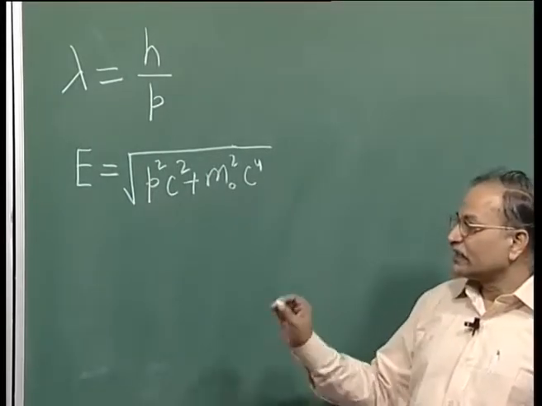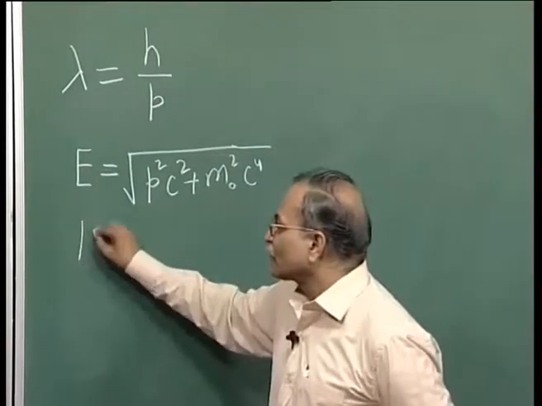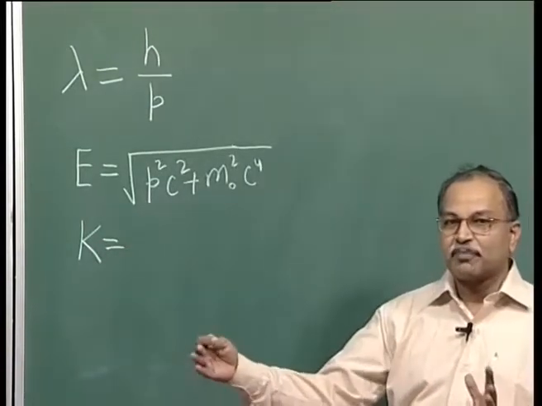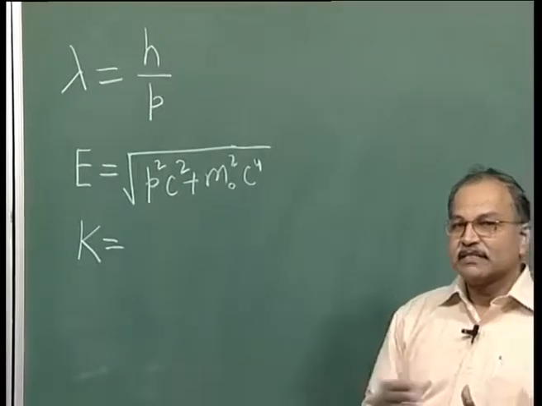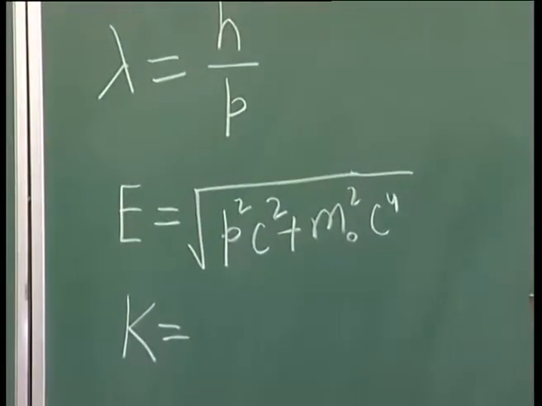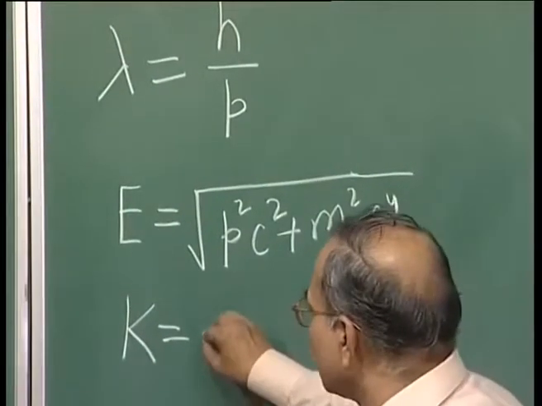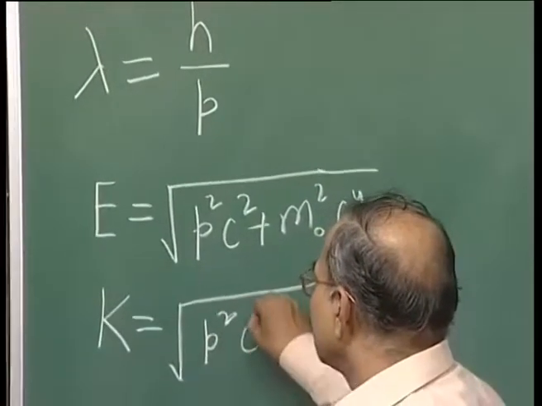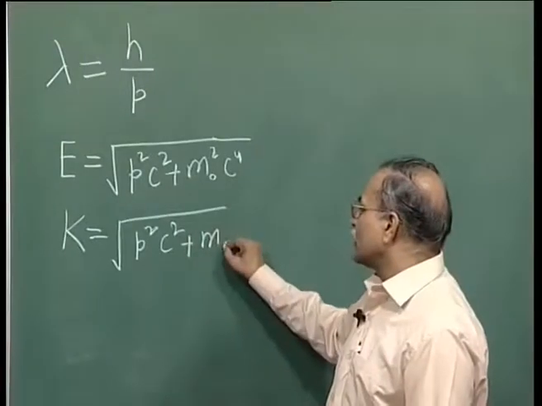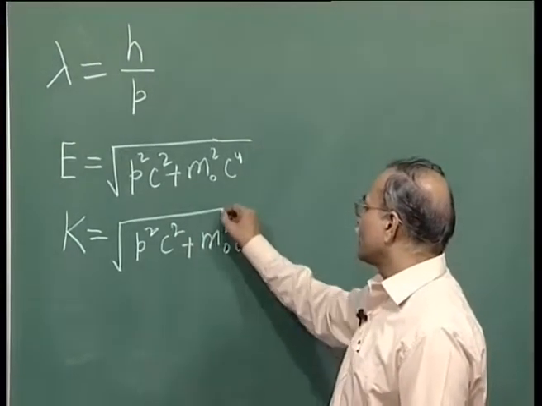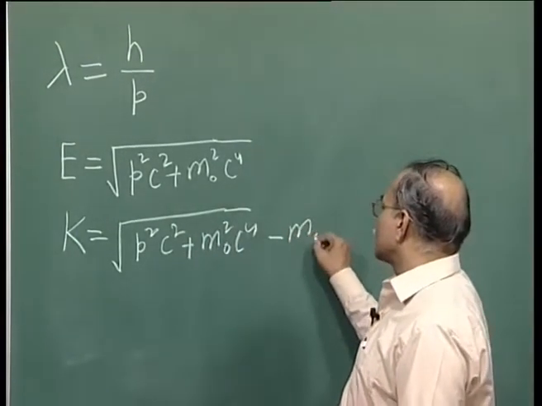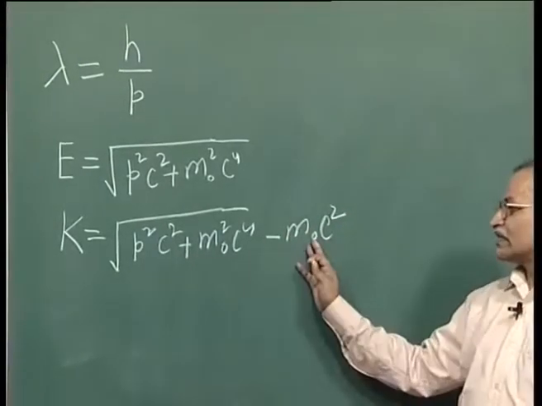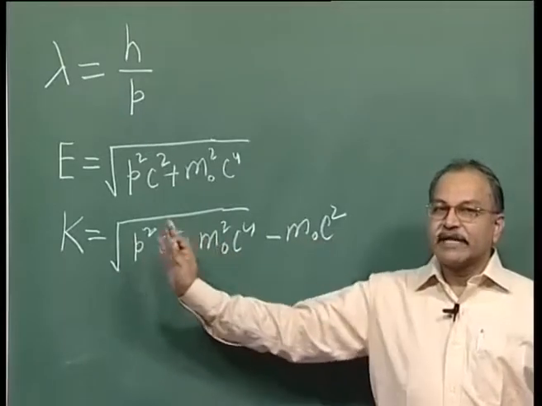This is the total energy, and the kinetic energy, which we control in the accelerators by putting proper potential differences through which this electron is accelerated, is this total energy minus the rest mass energy. So, square root of p square c square plus m naught square c to the power 4, and then minus m naught c square. So total energy minus rest mass energy is the kinetic energy.